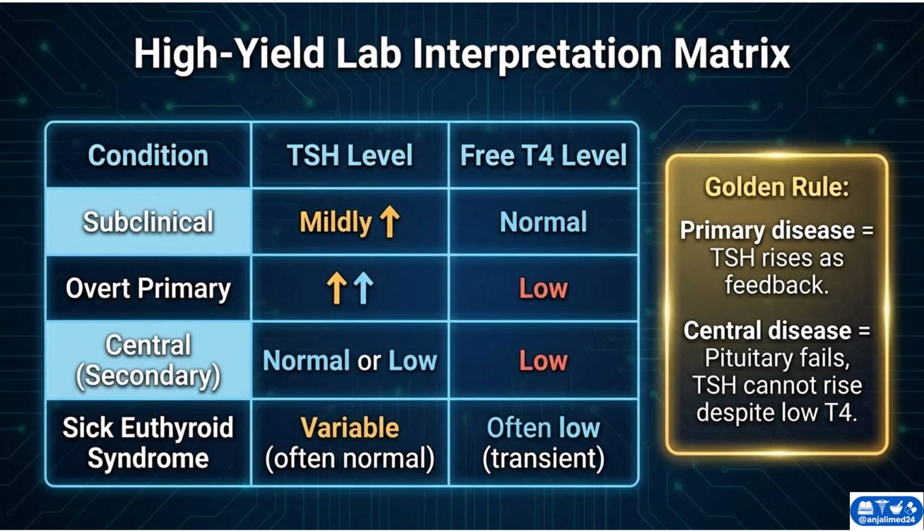Here is the golden rule. In primary hypothyroidism, TSH rises because the pituitary is responding normally. In central hypothyroidism, the pituitary fails to respond. So, the TSH cannot rise despite low thyroid hormone levels.